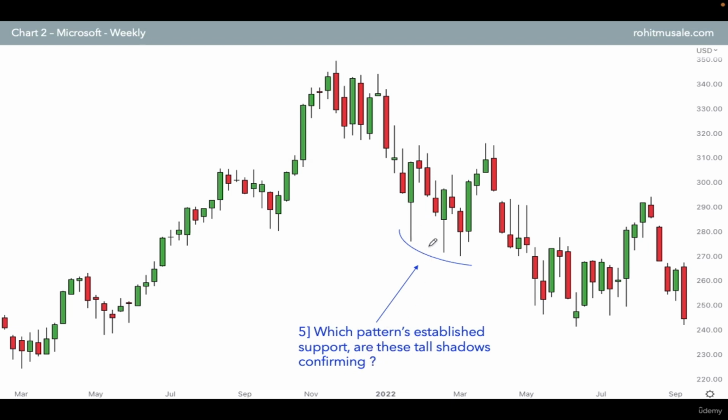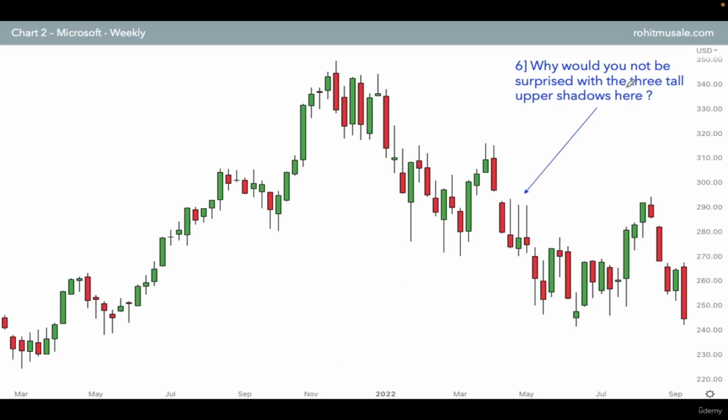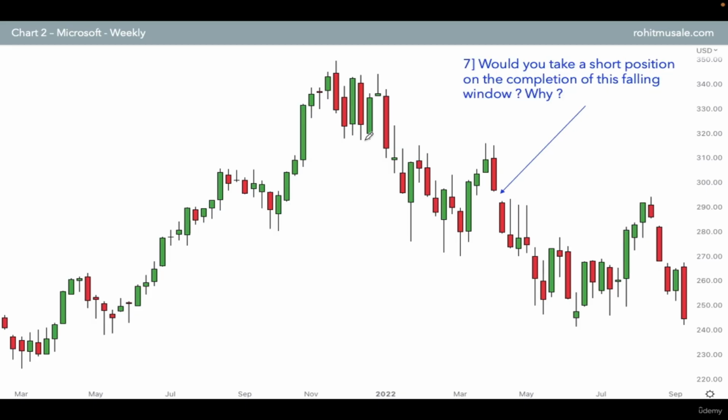So you look at these tall shadows. Which patterns established support are these tall shadows confirming? You have to look at the left-hand side of the chart. Number 6, why would you not be surprised with the 3 tall upper shadows here? Why wouldn't you be surprised to see those shadows? And number 7, would you take a short position on the completion of this falling window? Why? So the moment this candle closes, would you take a short position? And you have to explain why.